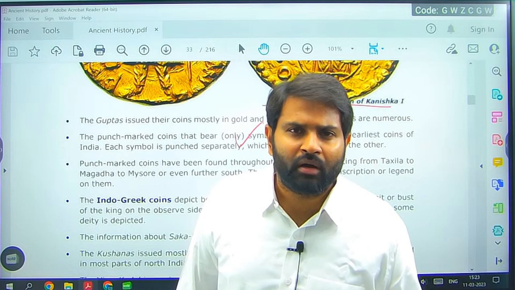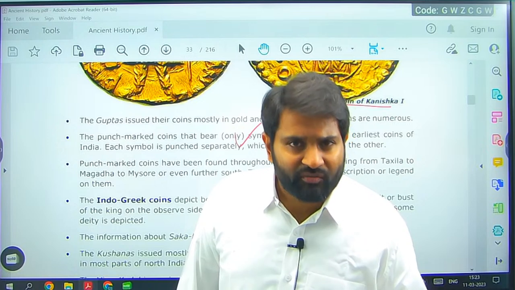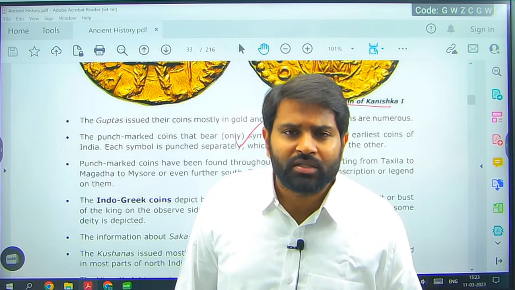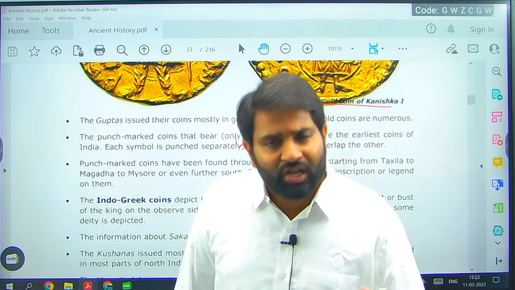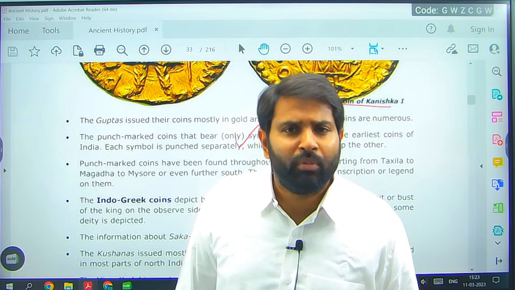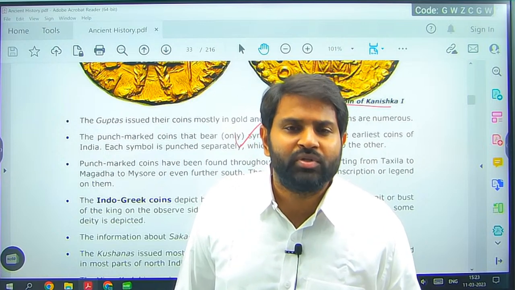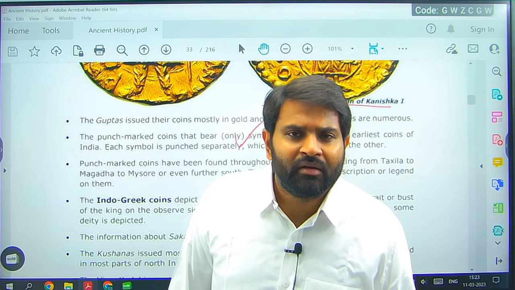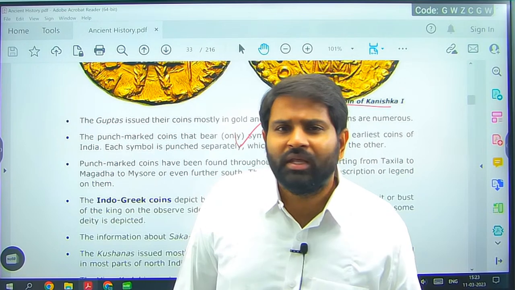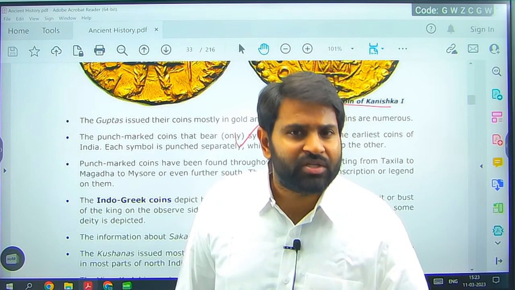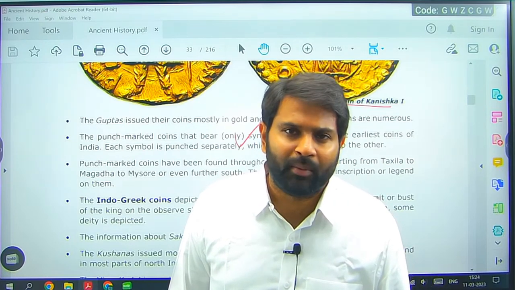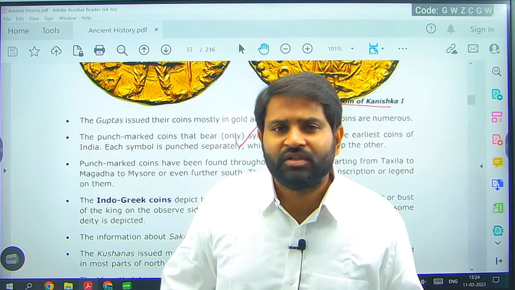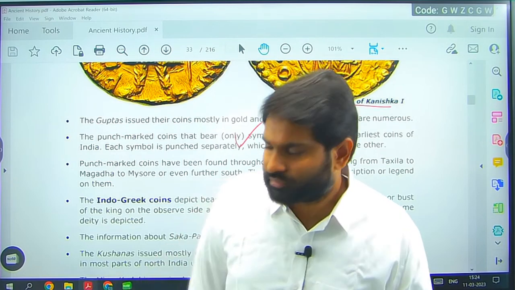Most of them are punch marked coins. The earliest coins were symbol based coins. Later they depicted the faces of the kings. Later they depicted the gods, the Greek gods and Indian gods also, especially during the Kushana period. And different poses of the king: holding the arrow and bow, using a musical instrument, hunting. Likewise, the coins have many depictions. Coins are available from Takshashila to Bihar to Mysore. Everywhere this coinage is available, Roman, Greek. But the Indianization of coinage happened in the Gupta period.